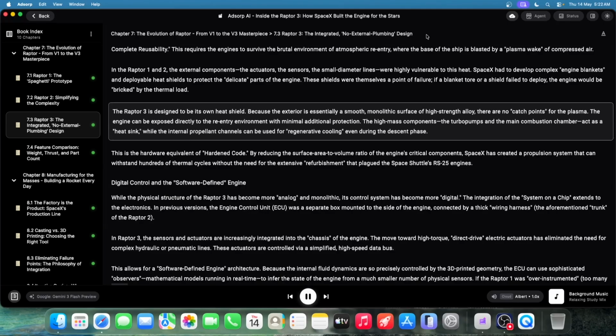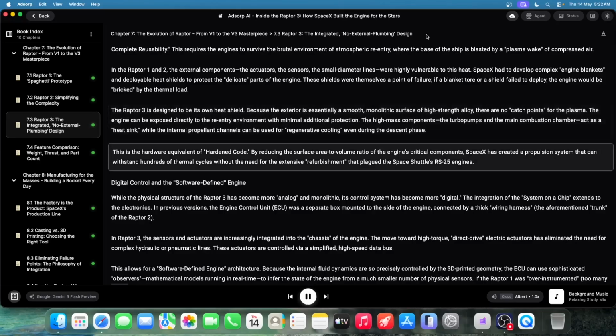Because the exterior is essentially a smooth, monolithic surface of high-strength alloy, there are no catch points for the plasma. The engine can be exposed directly to the re-entry environment with minimal additional protection. The high-mass components, the turbopumps and the main combustion chamber, act as a heat sink, while the internal propellant channels can be used for regenerative cooling even during the descent phase. And this is the hardware equivalent of hardened code. By reducing the surface area to volume ratio of the engine's critical components, SpaceX has created a propulsion system that can withstand hundreds of thermal cycles without the need for the extensive refurbishment that plagued the Space Shuttle's RS-25 engines.